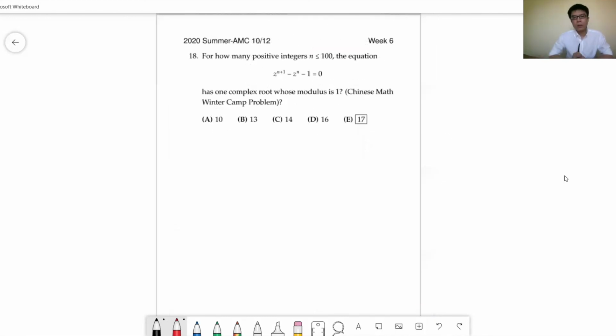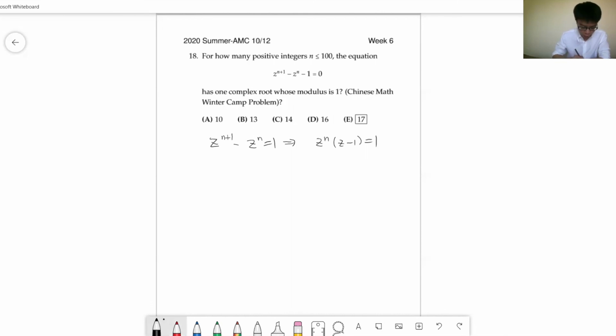Now let's do problem 18. So we have a complex number problem here. This equation: z to the n plus 1 minus z to the nth power minus 1 equals 0. Let me rewrite this a little bit. This equals z^(n+1) minus z^n equals 1. So I can factor the left-hand side: z^n (z minus 1) equals 1.